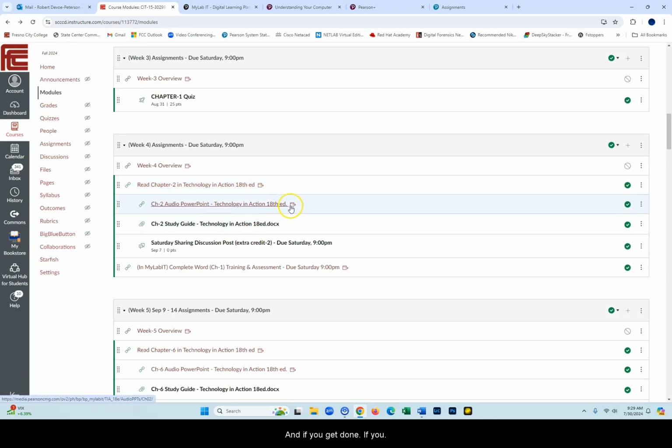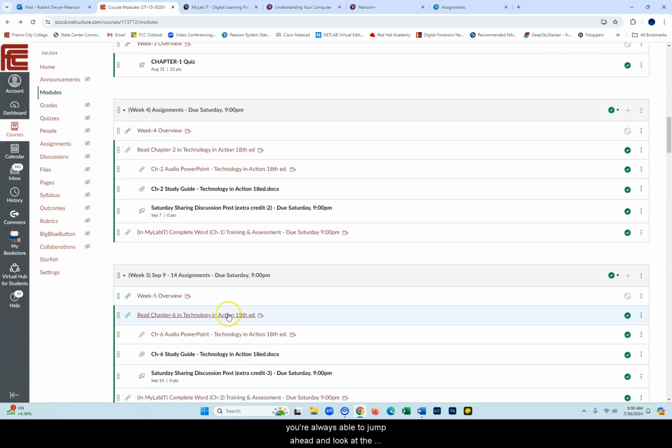If you get done with all the week 4 assignments, you're always able to jump ahead and look at the reading for chapter 6. Chapter 6 also talks about hardware. And so those two chapters kind of blend well together. In weeks 6 and 7, we'll be talking about software in our chapters. But this week and next week, we're talking about hardware. So I hope that helps.